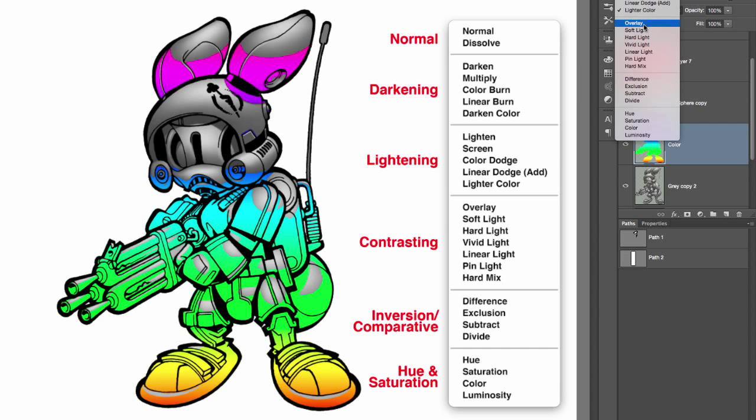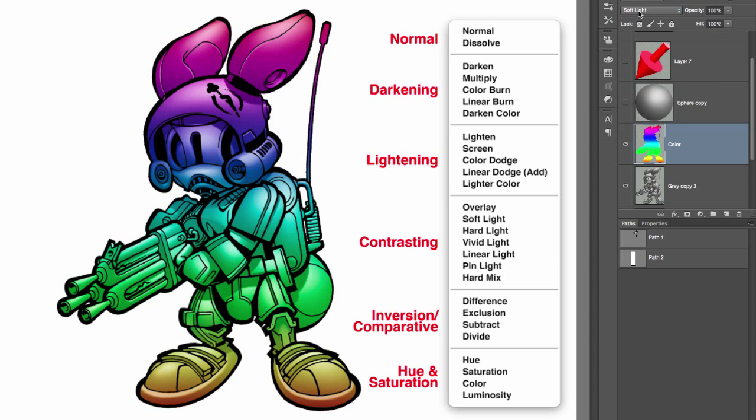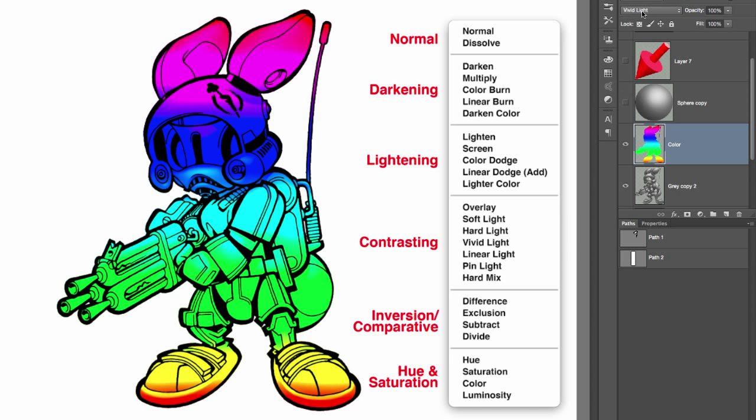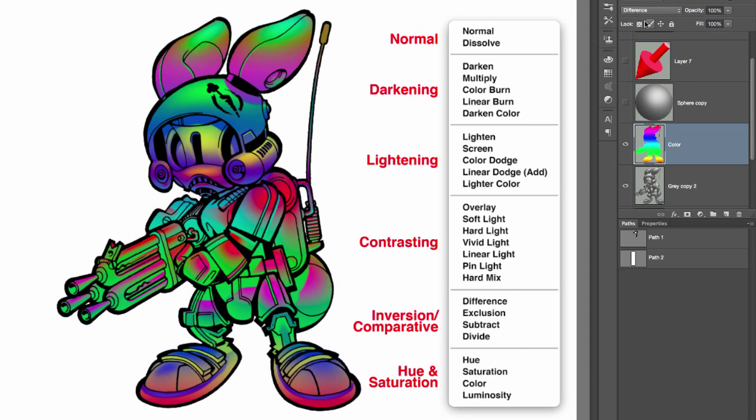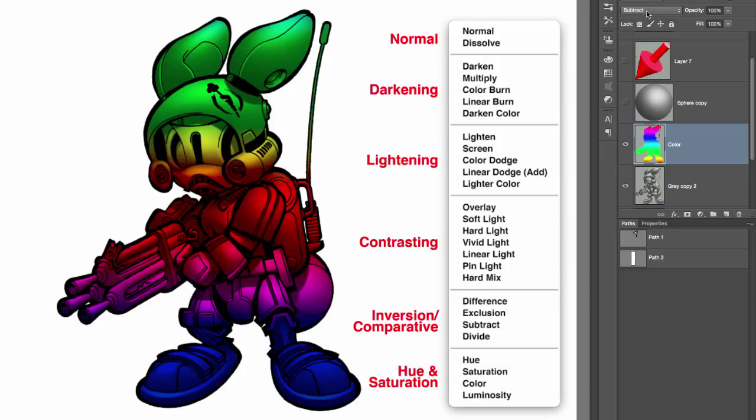The fourth group is what we call the contrasting modes. We have overlay, soft light, hard light, vivid light, linear light, and pin light. The fifth group is what we call the inversion or comparative modes. These pretty much affect what's below them in an inversion mode, for example, like a negative photograph, right? They will transform the bottom colors to an opposite direction. So whatever's light becomes dark, whatever's dark becomes light. And they have very interesting effects on grayscales.